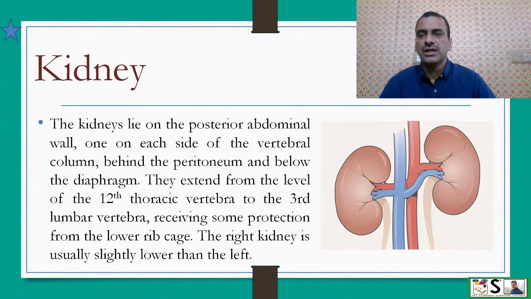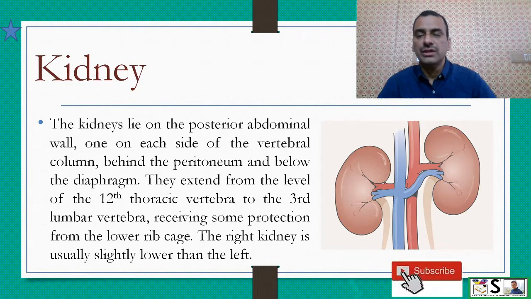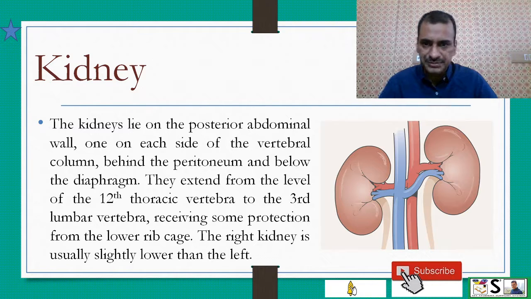Kidneys. The kidneys lie on the posterior abdominal wall. So we have two kidneys, one on each side of the vertebral column, behind the peritoneum and below the diaphragm. They extend from the level of the 12th thoracic vertebra to the 3rd lumbar vertebra, receiving some protection from the lower rib cage. The right kidney is usually slightly lower than the left. Here you can see, because there is the liver on the right side.